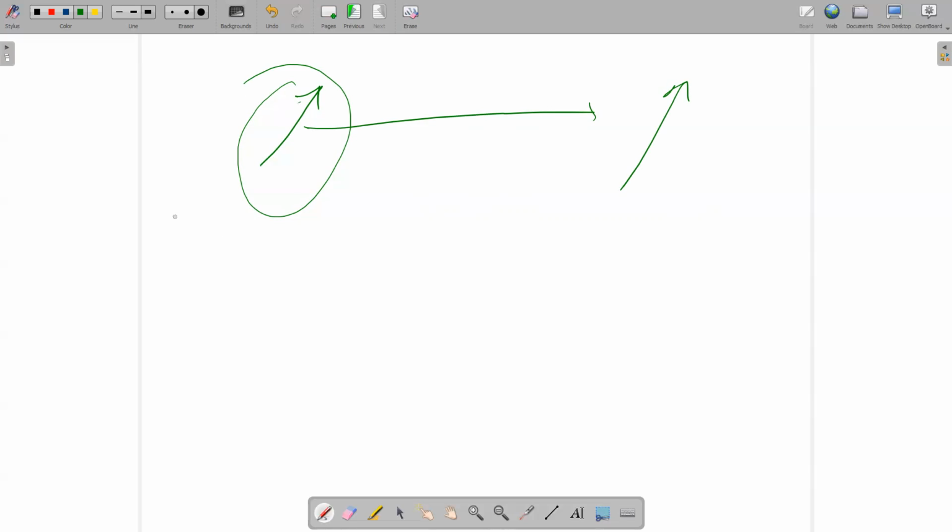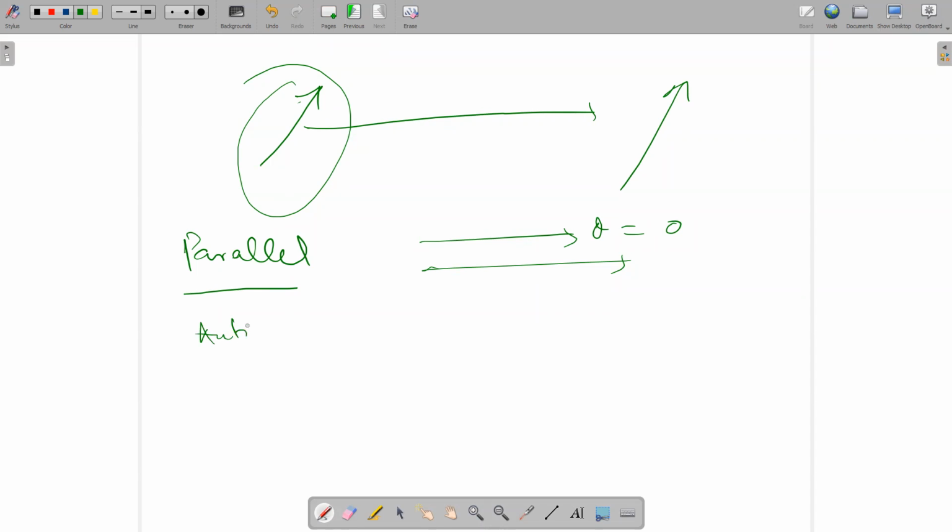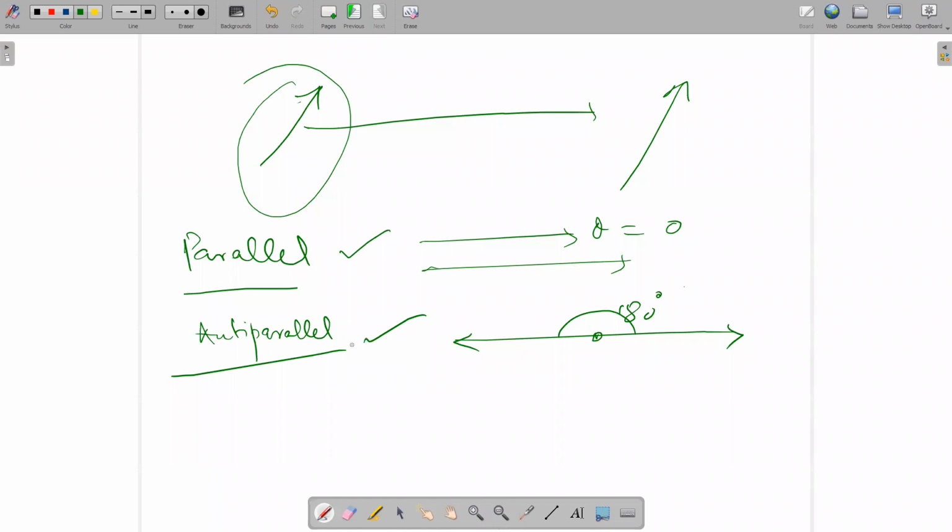Okay, after this, there are some other properties of vectors. That is the parallel vectors. Parallel means if two vectors have the same direction, like this one and this one, then the angle between them will be 0 degrees. In parallel, the angle will be 0. In anti-parallel, the angle will be 180 degrees. If one vector is here and one vector is here, the angle between them is 180 degrees. So this is the parallel and this is the anti-parallel.